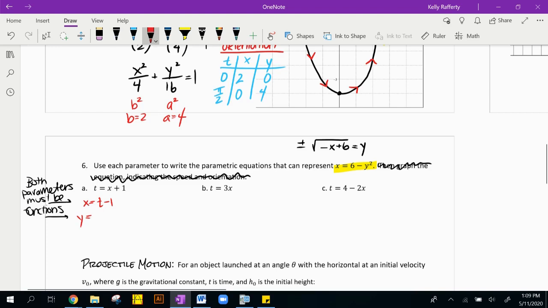So for my y equals equation, I'm going to do a positive square root, and then I'll throw t equals in there for x. So this would be negative t minus 1 plus 6, which will really simplify to negative t plus 7. So we've got our two parametric equations there. Just want to emphasize that our parametric equations do have to be functions. Sometimes, like in this one, we'll get a choice to pick from.